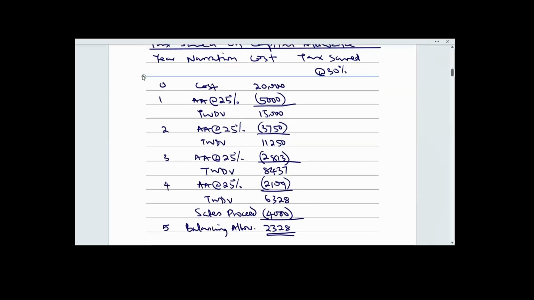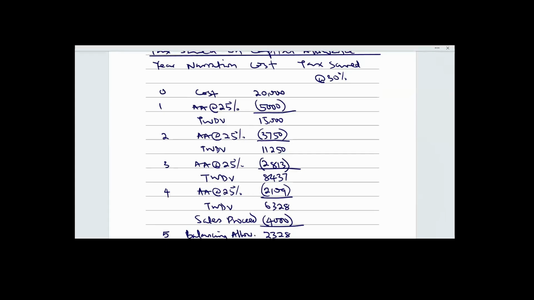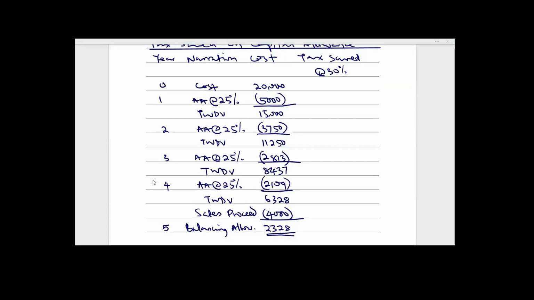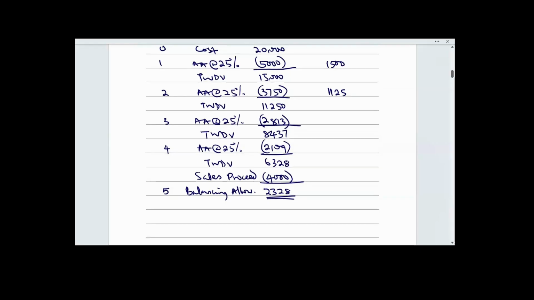Now, to get the tax saved, we are supposed to multiply company tax rates on the capital allowance for each year. Therefore, 5,000 naira multiplied by 0.3, that is 30%. Here is 1,500. 3,750 multiplied by 0.3, 1,125. Year 3, 2,813 multiplied by 0.3.